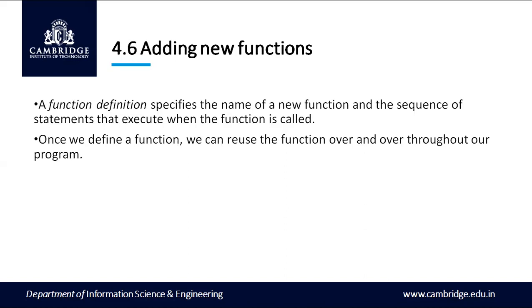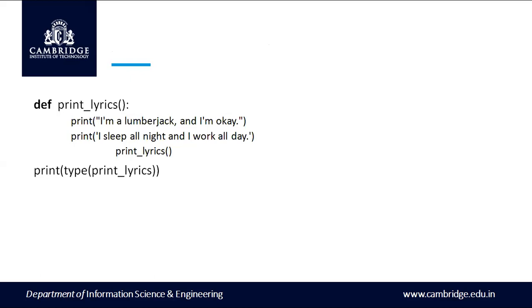Once a function definition is done, we can call the function by using the function name. Once the function is called, the sequence of statements is executed. And we can reuse the function over and over throughout the program. That is the advantage of having functions in your program. So here is an example for function definition and usage of functions. Here we are going to use the keyword def followed by a space and the function name followed by parentheses and ended by a colon character.